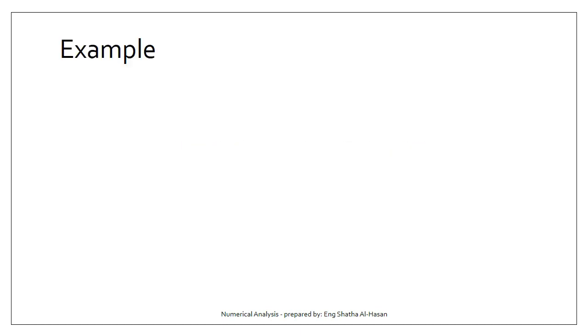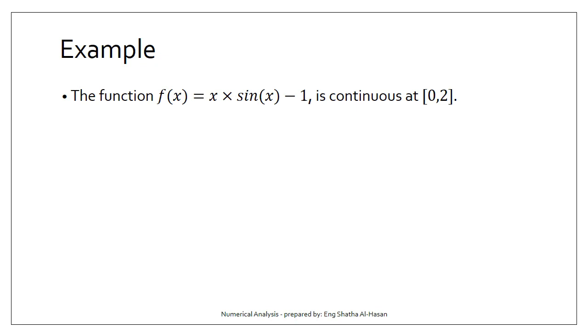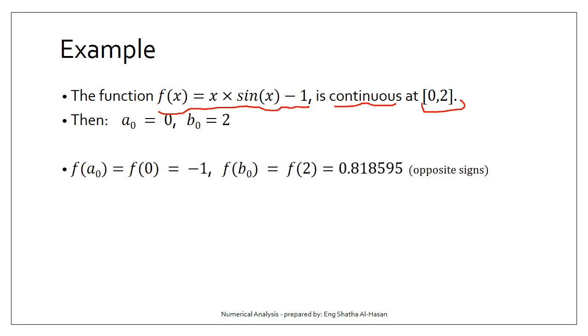Now let us check the following example. We have the function f of x equals x multiplied by sine of x minus 1, which is a continuous function on the initial interval 0 and 2. Now we have a0 equals 0 and b0 equals 2. This is our initial interval, the interval we want to start with.